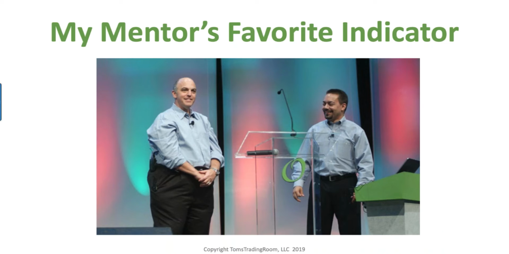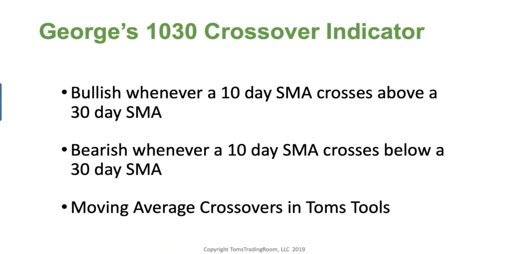And he used to always follow this 10-30 crossover indicator. The 10-30 crossover indicator was actually really simple. It's when the 10-day simple moving average crossed above the 30, that was bullish. And it was bearish when the 10-day simple moving average crossed below the 30. So bullish when the 10 went above the 30, bearish when the 10 went below the 30.